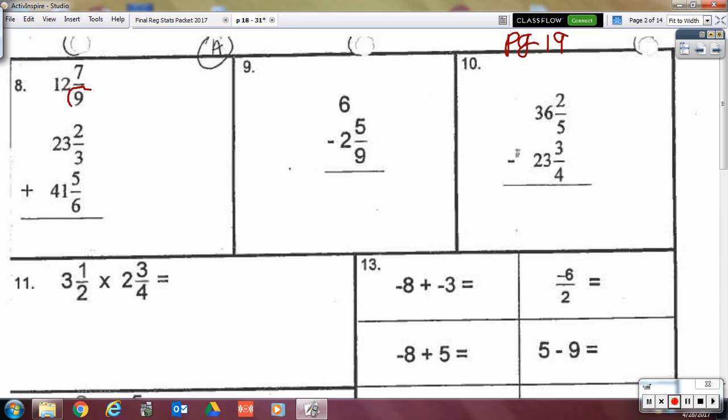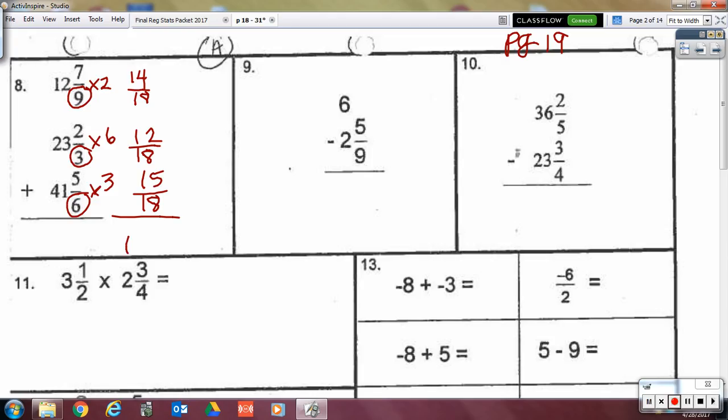So what is a number that 9, 3, and 6 can all go into? 18. So I like to just rewrite that 18 on all of these here so I can make equal fractions. Okay? So what do I have to multiply this 9 by to get 18? 2, so the new top is 14. 3 times what gives me 18? 6, so the new top is 12. 6 times what gives me 18? So the new top is 15.